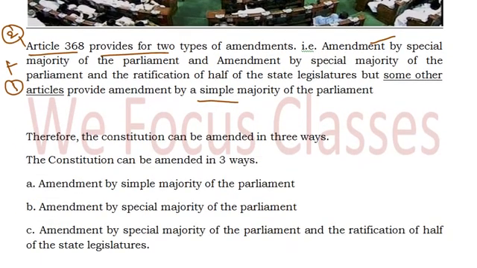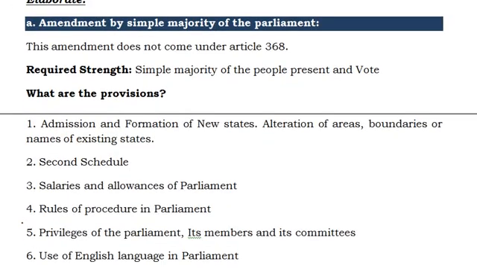So what are those three ways? One is amendment by a simple majority of the parliament, the second is by a special majority of the parliament, and the third is by a special majority of the parliament as well as ratification by half of the state legislatures. These are the three ways to amend the constitution. Now we will discuss them one by one. First is amendment by a simple majority.